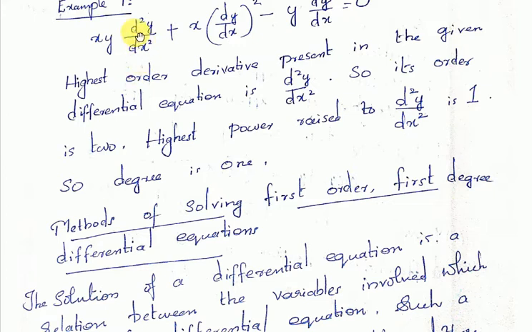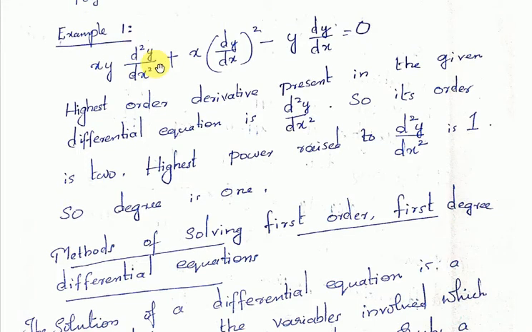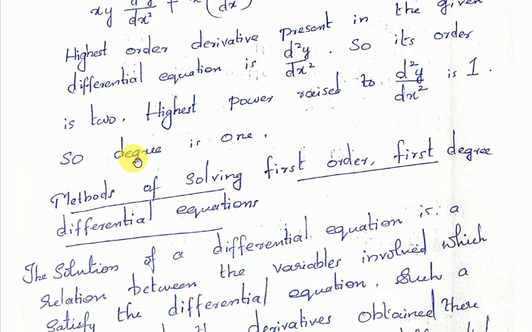So see here, it is second order with power 1; first order derivative with whole power 2; first order derivative with whole power 1. Our highest order is only second order, so the order is 2, and its power is 1, so the degree of this differential equation is 1.